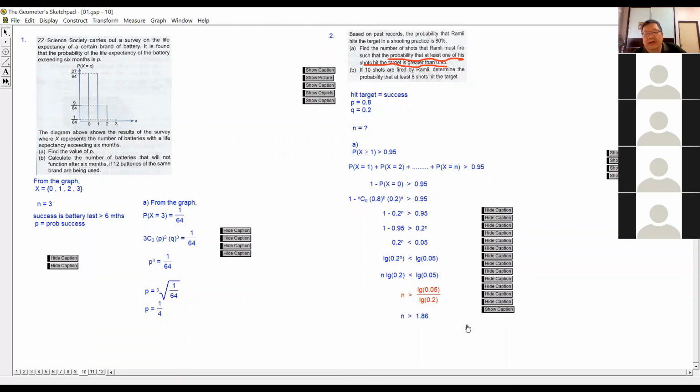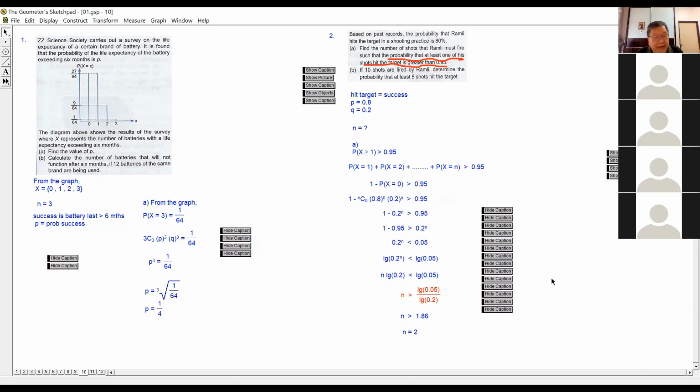1.86. Correct, 1.86. So we know that n must be greater than 1.86. But you see, this n is actually a whole number. How many times are you going to shoot at the target? So it cannot be a decimal number or a fraction. So the next whole number bigger than 1.86 is 2. So we say that n equals 2.